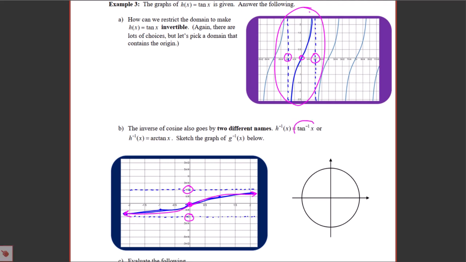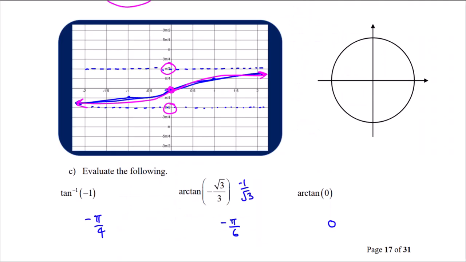And again, we have the inverse tangent notation or the arctangent notation. That's the same. So like inverse sine, I'm going to look from 0 to pi over 2. That's in the first quadrant. And then down from 0 to negative pi over 2. That's the fourth quadrant. And again, I'm going to go down to the fourth quadrant quickly in the negative direction instead of going all the way around through quadrants 1, 2, 3, and then 4.